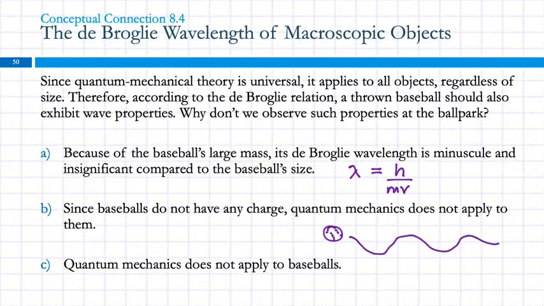You're not going to see a baseball, how to make it look like a baseball, I don't know, that's going up and down as it's flying, right? We don't see that. But what if its wavelength is so small that we can't see it? Is that possible? Yeah, that's possible. So letter A might be correct.